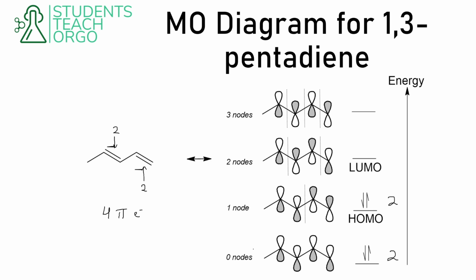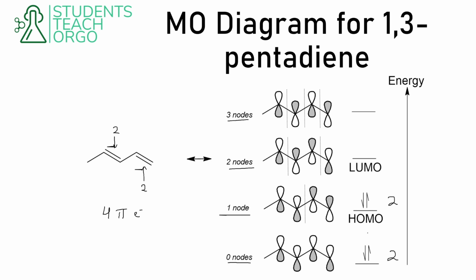Next, we're going to count the nodes. The nodes always start at 0, which means that all the p orbitals are in phase. In this case, there's one node, so there are 2 different sets that are in phase. And in here, and so on. So basically, you always start from 0 nodes, and you go upwards.